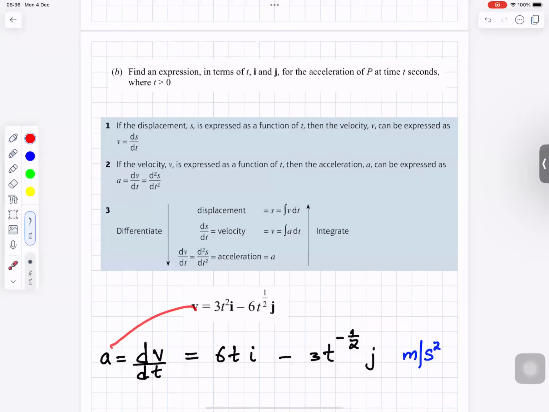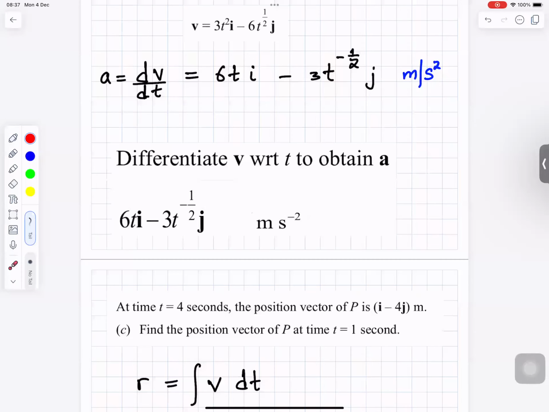So we know what the velocity is. To get the acceleration, we differentiate velocity. When you differentiate 3t squared, you get 6t. You differentiate 6t to the half, you get 3t to the minus a half. So that's the expression for acceleration. So your final answer, you can write it neatly. We've written it neatly there. Meters per second squared.